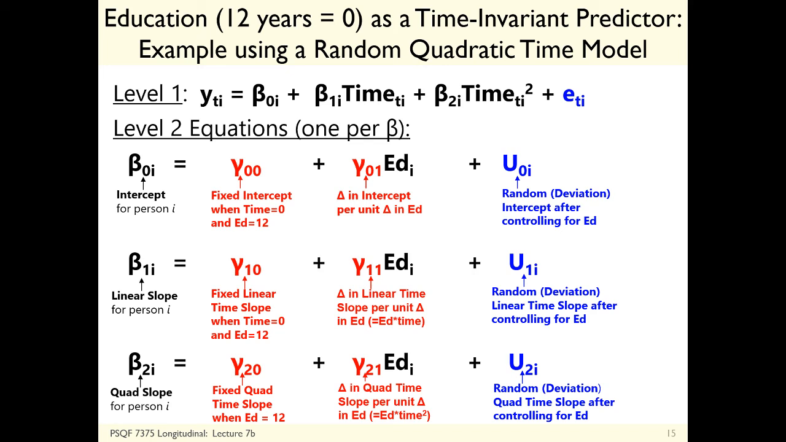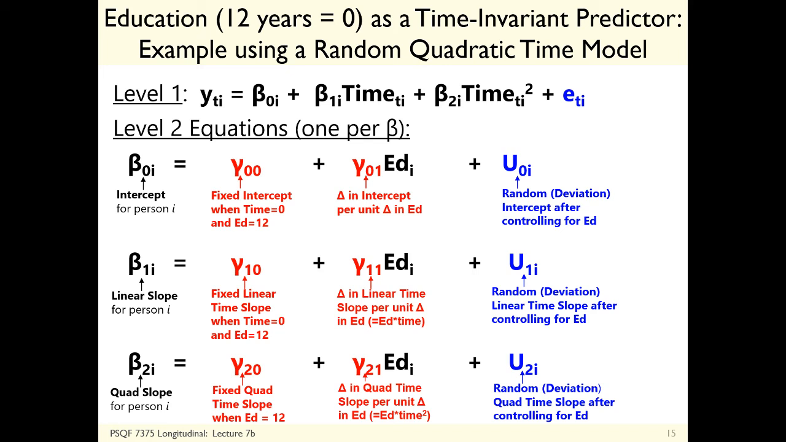So linear time slope. By the way, this is also a linear education slope. Could I put in a quadratic effect of education? Sure. It would be 02, 12, 22. So all of the ways of modeling nonlinear effects that we talked about for time aren't just specific to time, they can work for any continuous predictor.